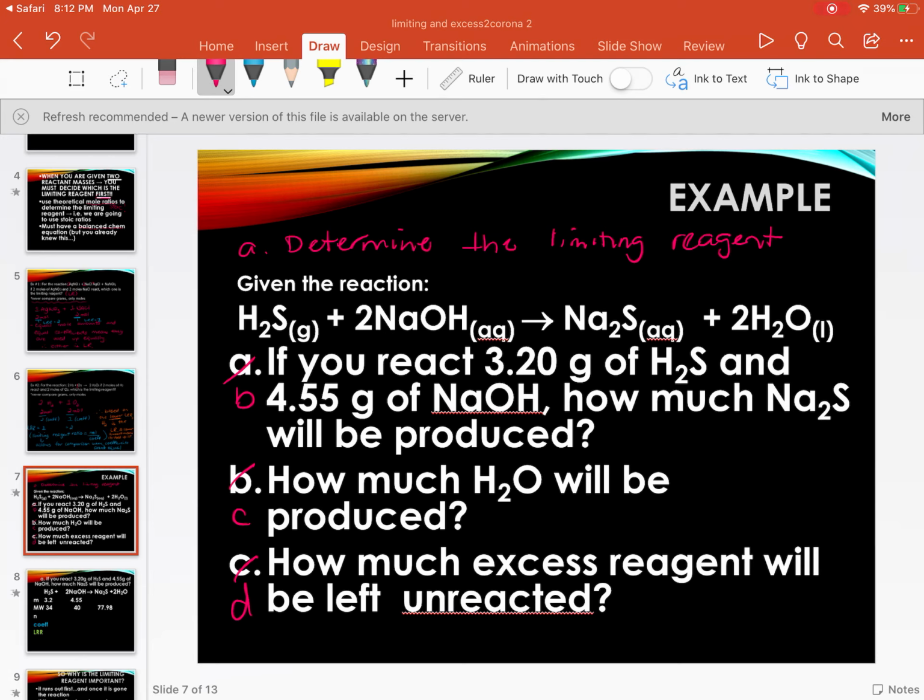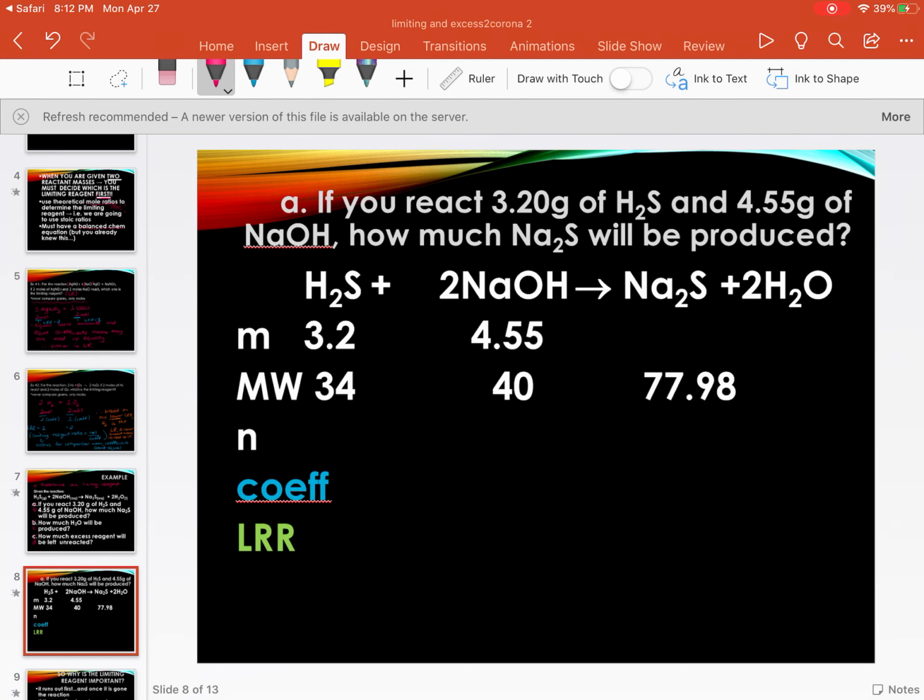All right, so what do we always do with grams first? Well, we're always going to change grams into moles. So I'm going to set up the table very similar to what we have done in the past. We have mass, molar mass, and moles. I've already got the molar masses in there. We are eventually going to find water as well, but for now, like I said, B and C are pretty straightforward. It's the excess and the first part that takes a little bit of work.